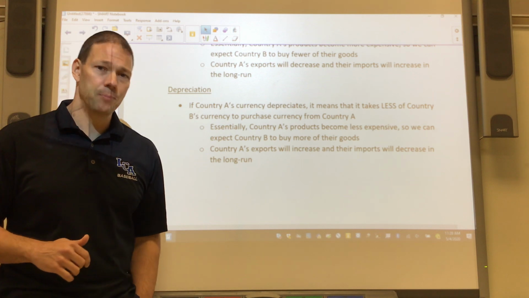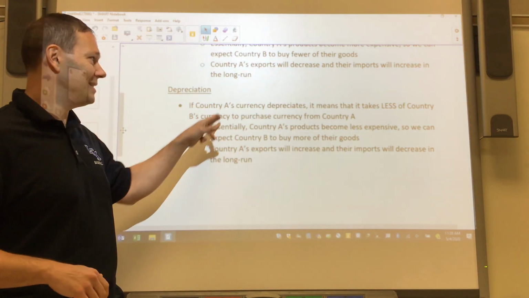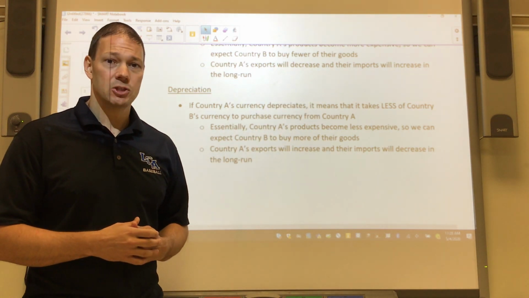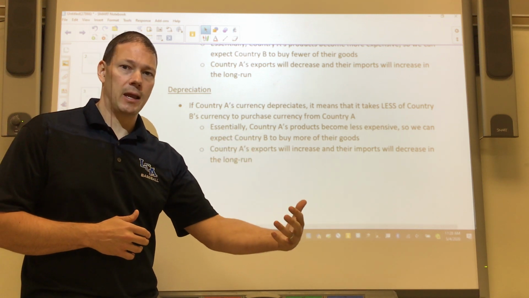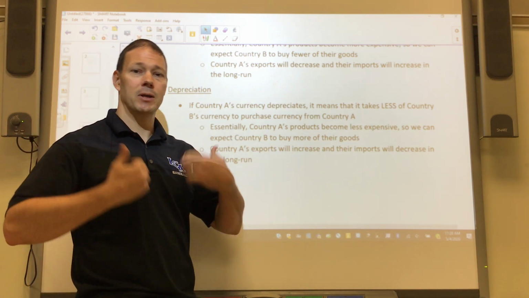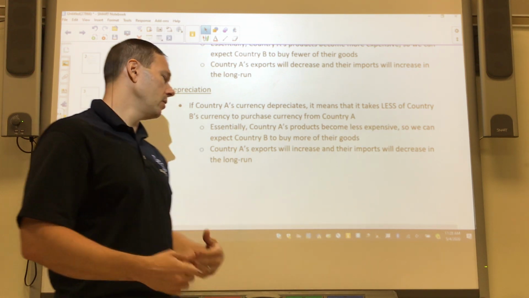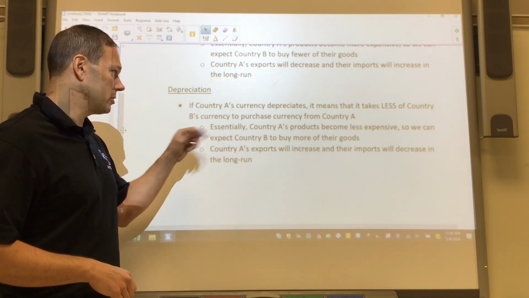Depreciation, of course, is going to be the exact opposite of what we just said. Country A's currency depreciates. It takes less of country B's currency to get money from country A. That makes country A's things cheaper. So country B is going to be like, sweet, let's buy from country A. Their stuff just got cheaper. It takes fewer of our dollars to get their dollar, so their stuff just became cheaper, and so country B is going to buy more of their goods.